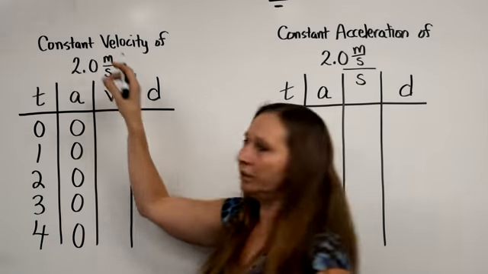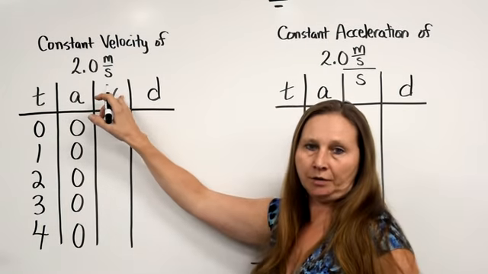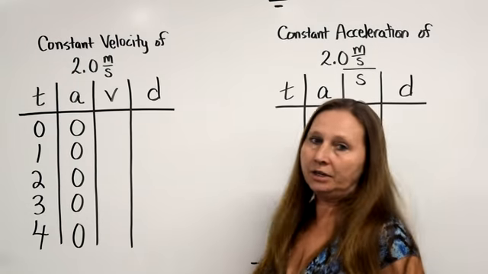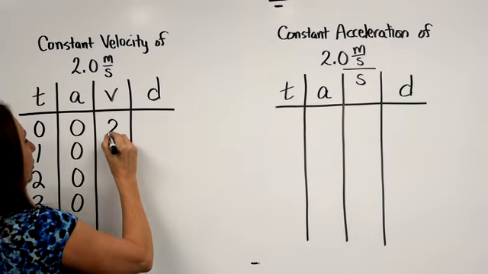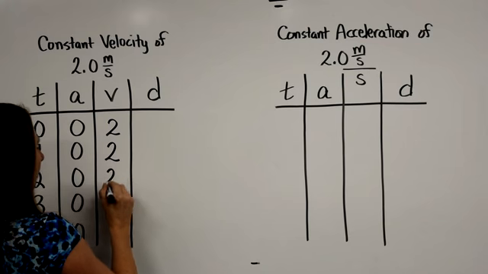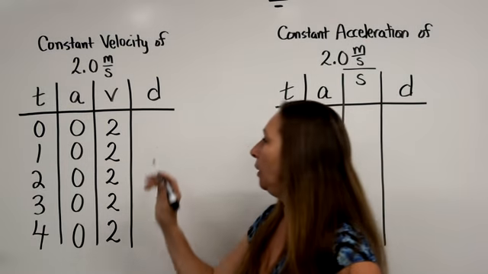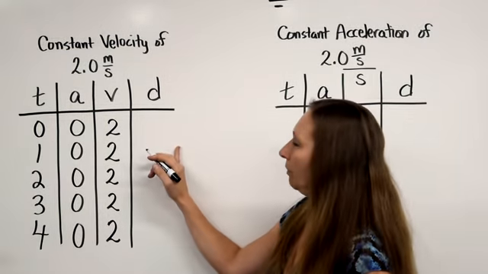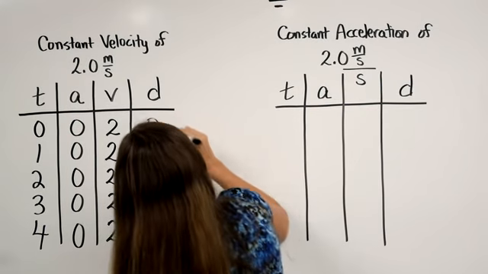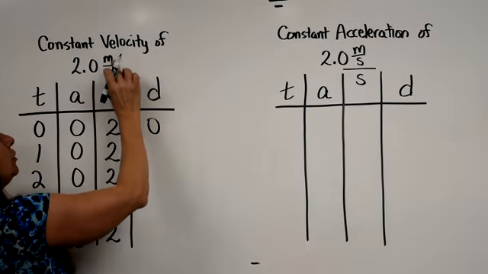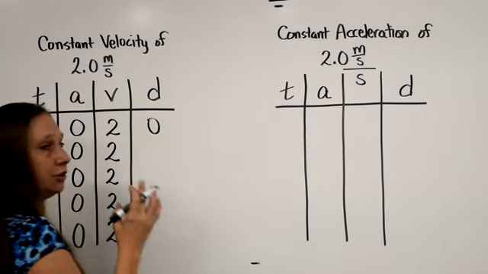If you have a constant velocity, you are not accelerating. What is your velocity? Well, your velocity is constant. It's 2, so your velocity is 2, 2, 2, 2, 2. Now what about your distance, or your displacement? Well, if you start at 0 and you go 2 meters per second, 2 meters every second is the change.